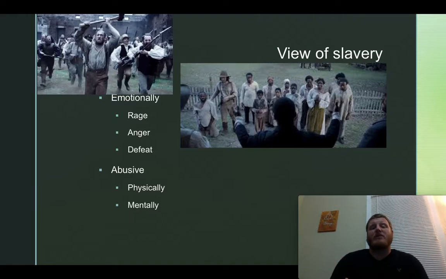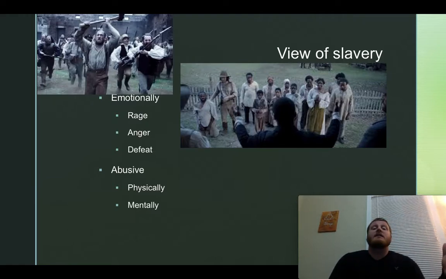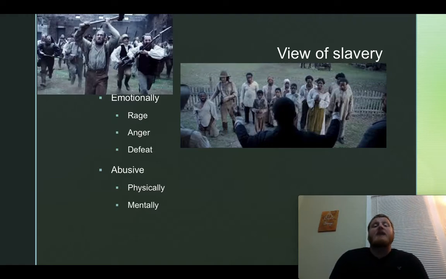Now moving on to how the film viewed abuse within slavery. Going back to that defeat aspect, I think the film showed a lot of mental abuse to the slaves along with the physical abuse. Looking at other films, we usually see a lot of physical abuse to slaves in films about slavery. While we see a lot of physical abuse, sometimes we don't see as much of the mental abuse. But the mental abuse was just as bad as the physical abuse.